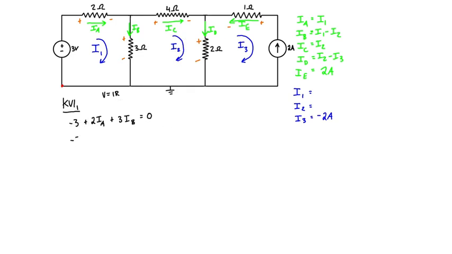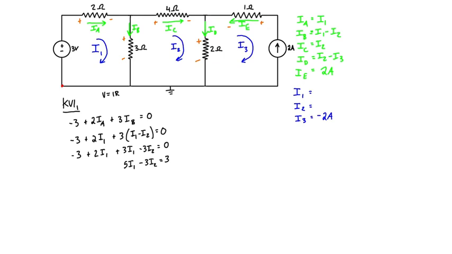So anyways, we're going to have -3 plus 2 times IA, but IA is equal to I1. So we're going to substitute that for I1, plus 3 times IB, and IB was I1 minus I2. So we have I1 minus I2, that's all equal to 0. And then we can just simplify this a little bit.